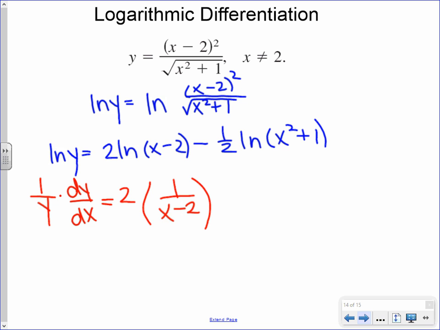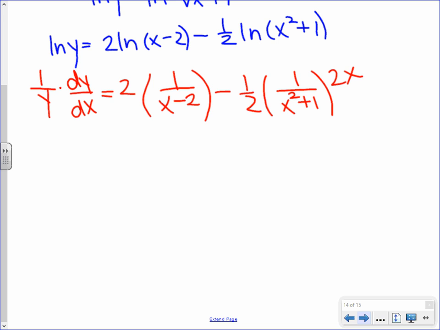Yeah. Yep, and we can rewrite it in a little bit. Minus 1/2 natural log of x squared plus 1. Alex, what's that derivative? 1 over x squared plus 1 times 2. Because you did the chain rule, right? 1 over x squared plus 1 times the chain rule. Okay, so I'm going to make this right side look prettier. 2 over x minus 2 minus, these 2's cancel out, and we have x over x squared plus 1.